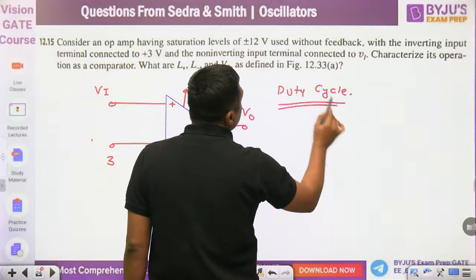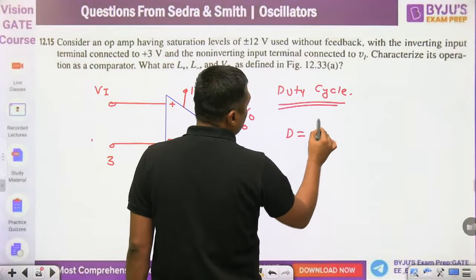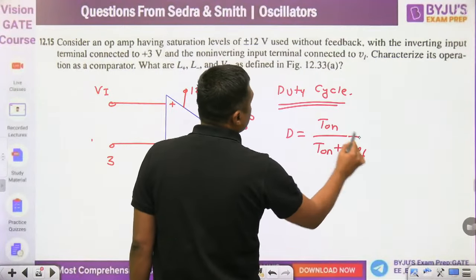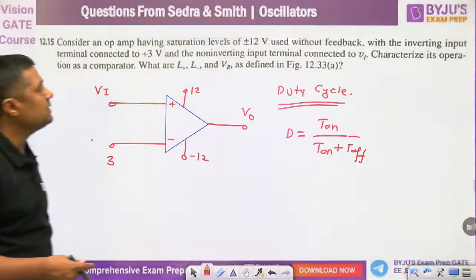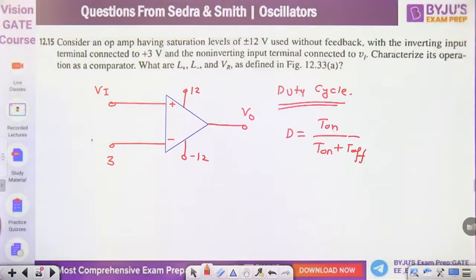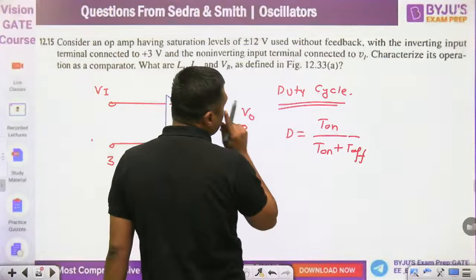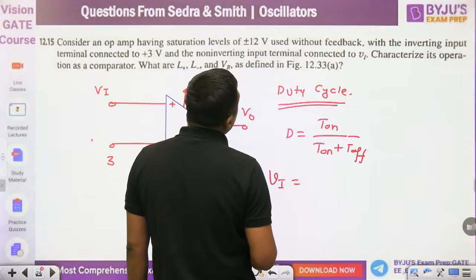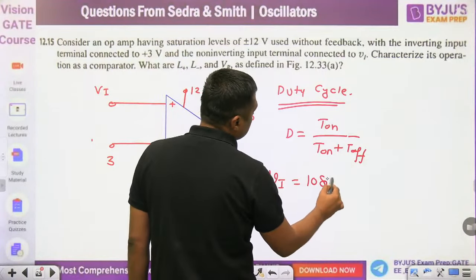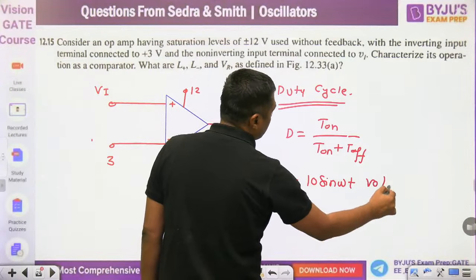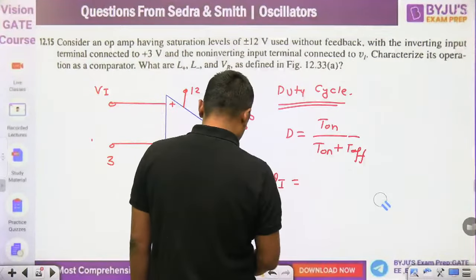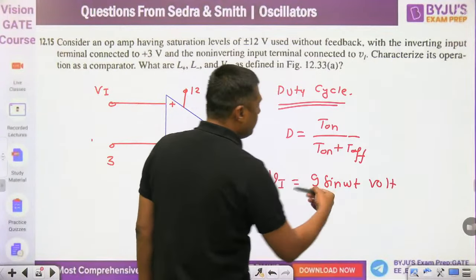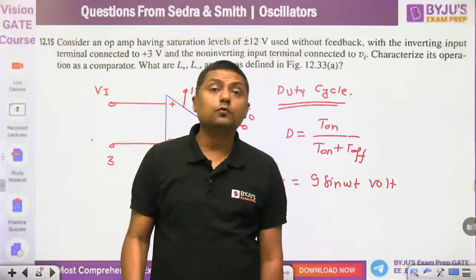Already I have solved this in my previous session, find the duty cycle of the output. T on upon T on plus T off. Simple question, T on upon T on plus T off is the duty cycle for this. And if you want to find the duty cycle as a comparator, then let VI is equal to 10 sine omega t volt. Let's make it a little easier, 9 volt. And then find the duty cycle. And that is homework for you.